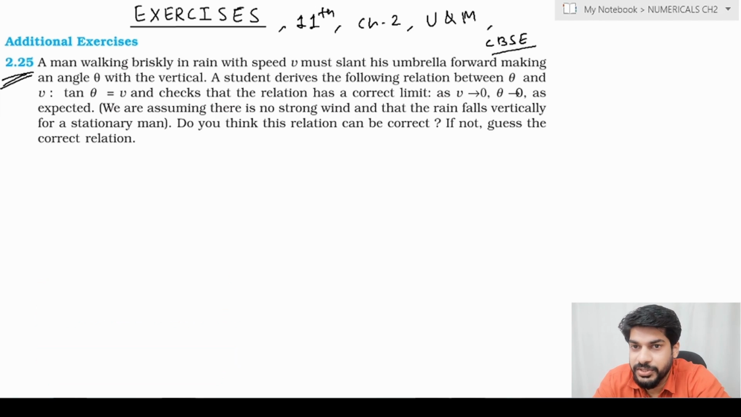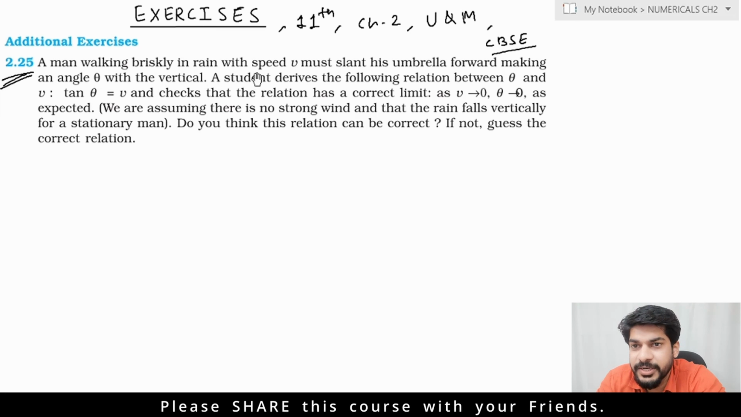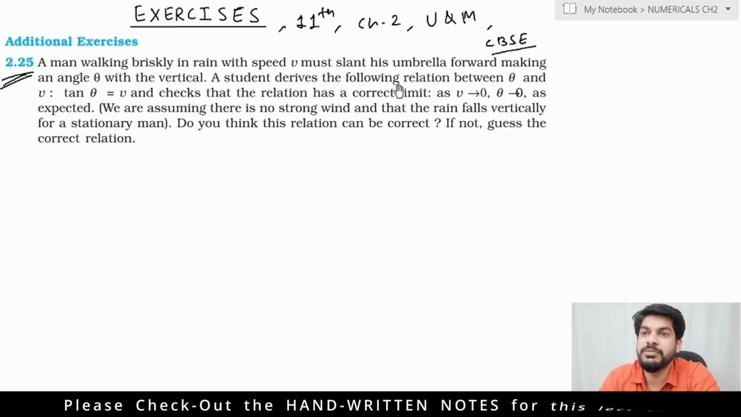First of all, you can see this question: a man walking briskly in rain with speed v must slant his umbrella forward, making an angle theta with the vertical. A student derives the following relation between theta and v. He says tan theta is equal to v. This is what this student has derived.